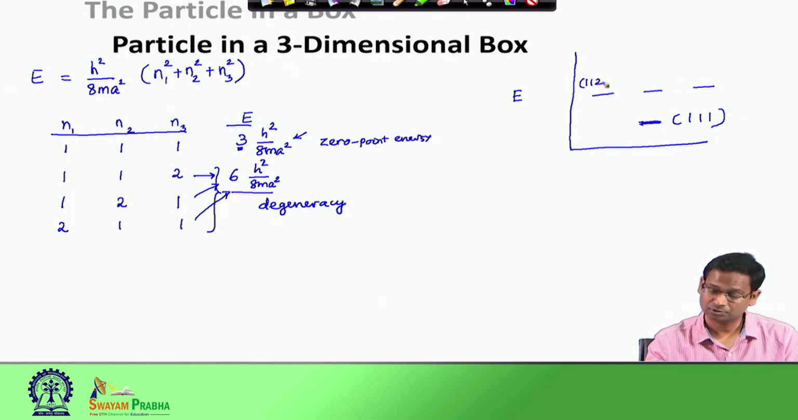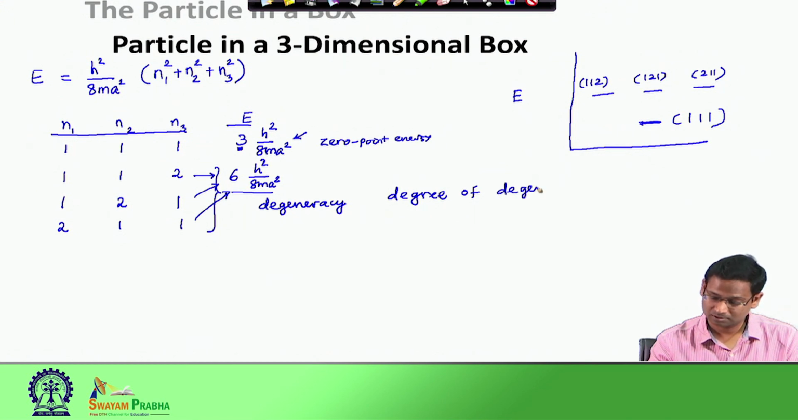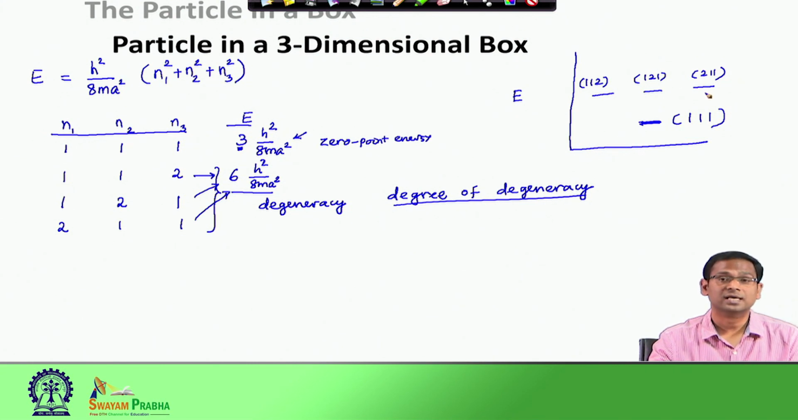This represents 1, 1, 2, this represents 1, 2, 1 and this represents 2, 1, 1. We can write three different state functions, or three different eigenfunctions, for each of these three levels, whereas their energies are all the same, that is 6 h square by 8 m a square. So, these energy levels form a threefold degenerate energy level. In this, the degree of degeneracy for the lowest eigenvalue is 1. For the next eigenvalue, the degree of degeneracy is 3, because there exist three linearly independent eigenfunctions that have the same energy.